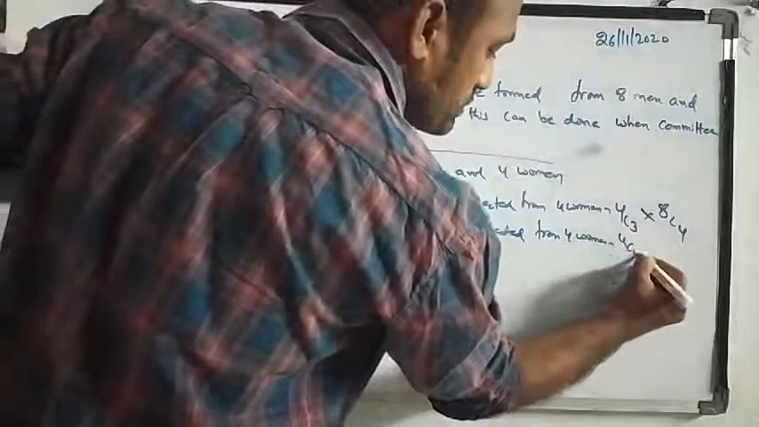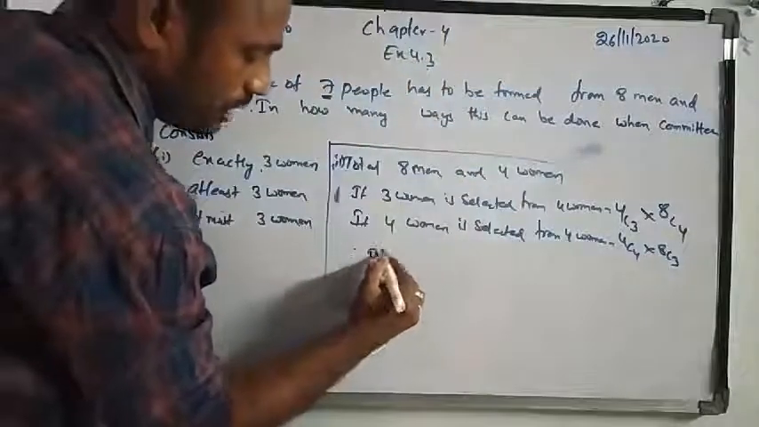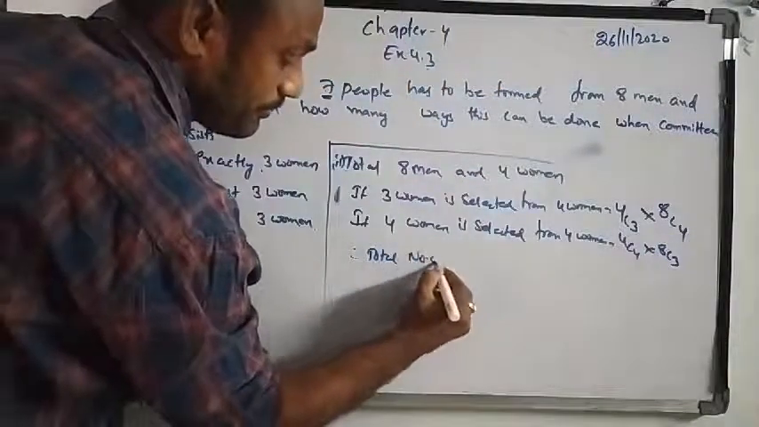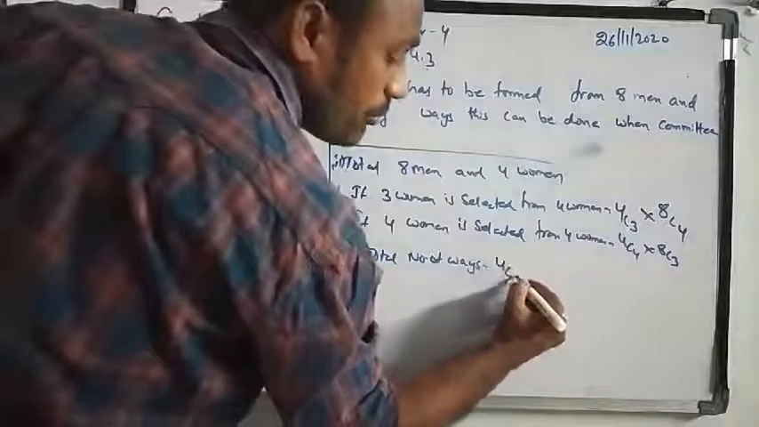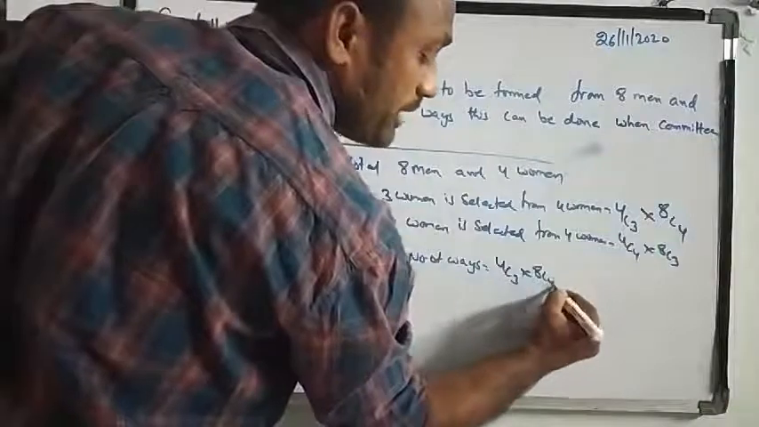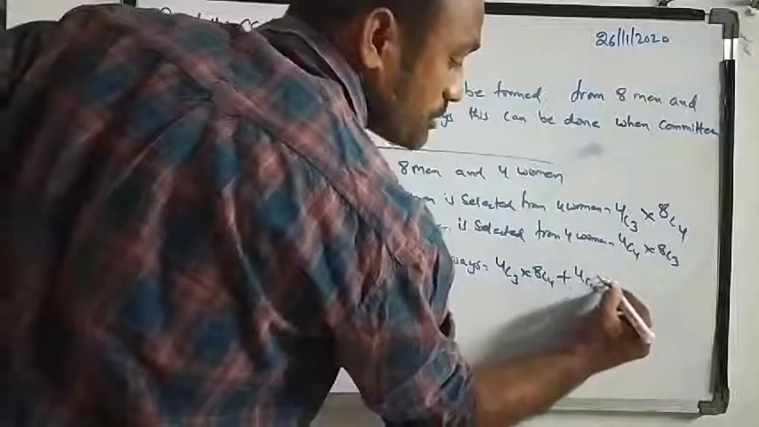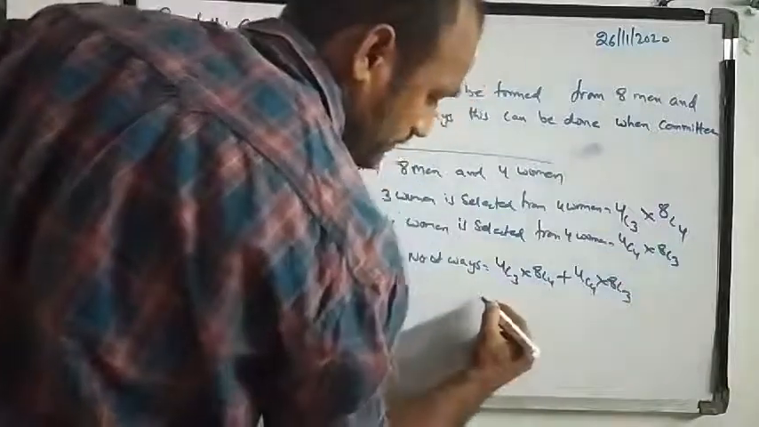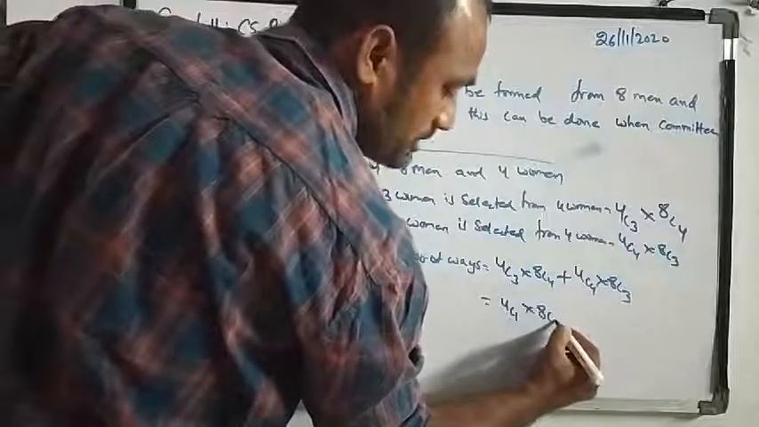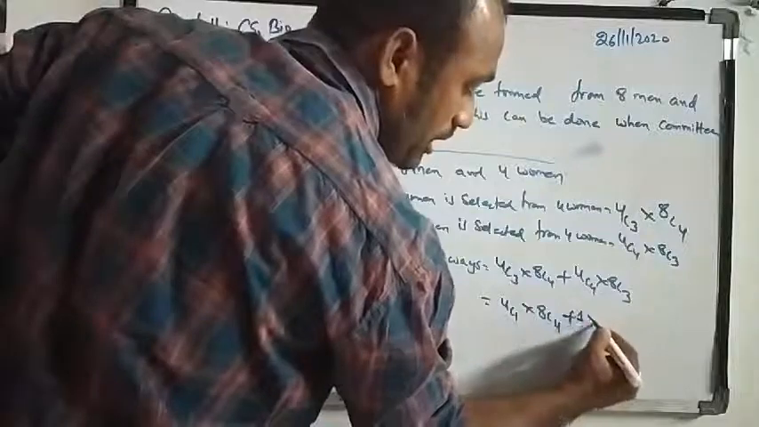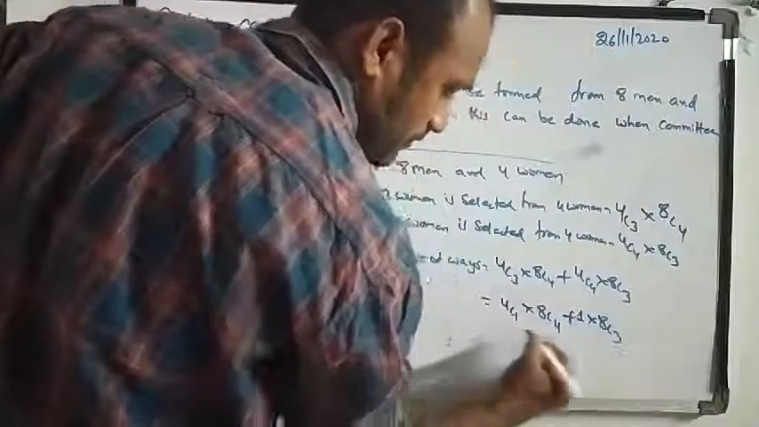So it will be 4C4 into 8C3. Therefore, total number of ways is equals to 4C3 into 8C4 plus 4C4 into 8C3, that is 4C1 into 8C4 plus 1 into 8C3 ways.